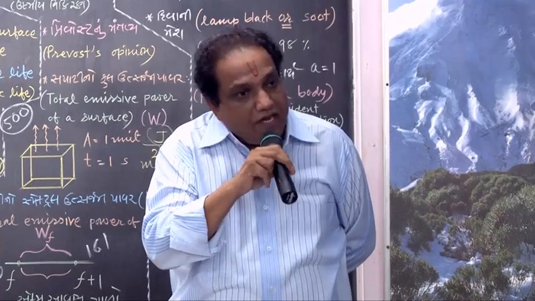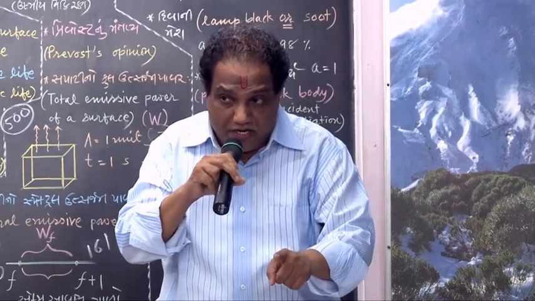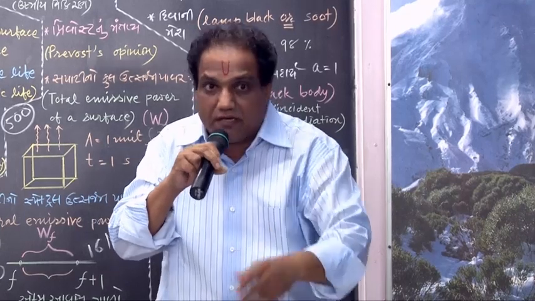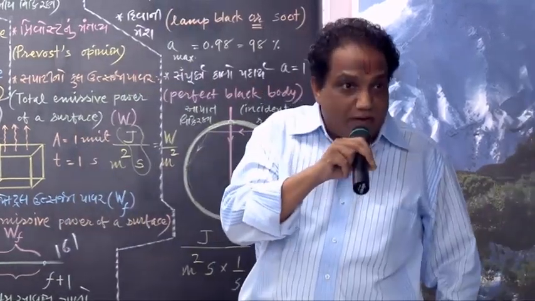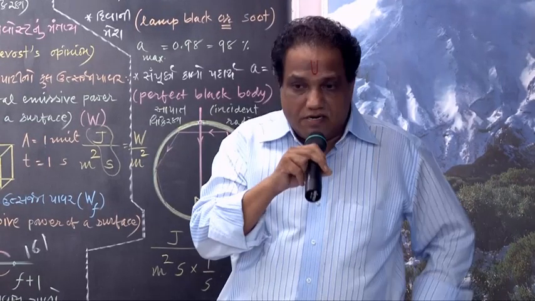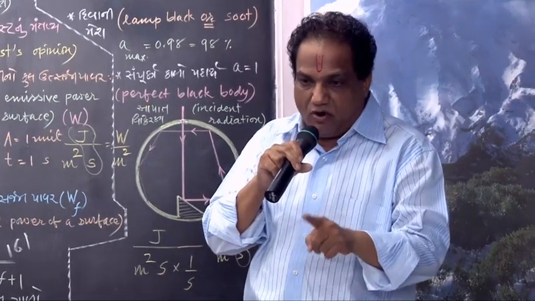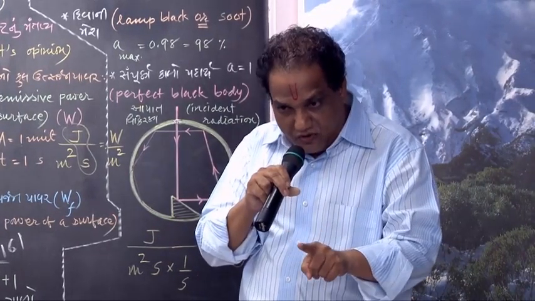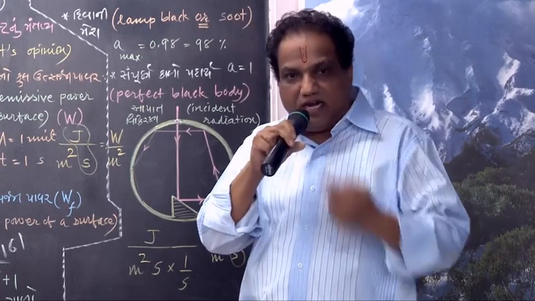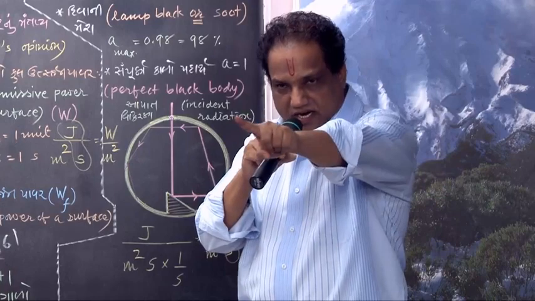And now one more thing. Last point. A perfect black body need not appear black. A perfect black body will be found black if you try to see it using reflected light. But now I am not using reflected light.